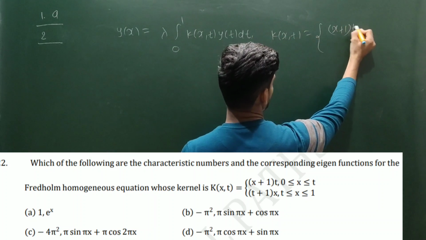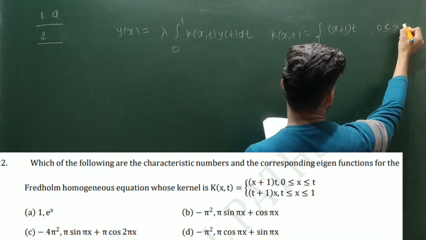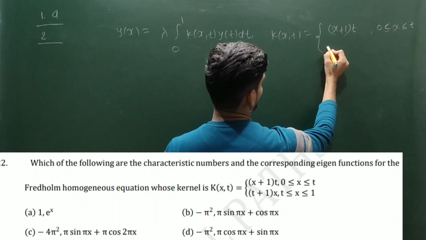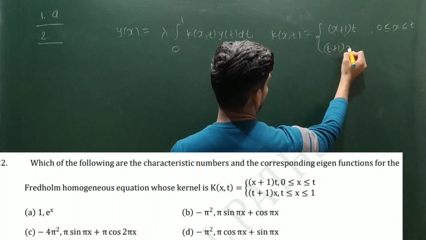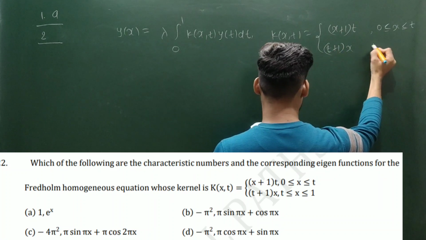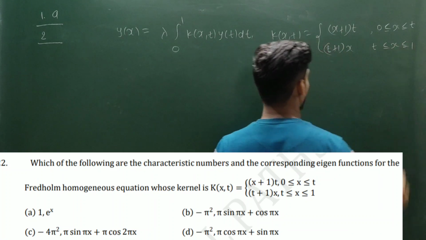x plus 1 times t when 0 is less than or equal to x less than or equal to t, and t plus 1 times x when t is less than or equal to x less than or equal to 1.